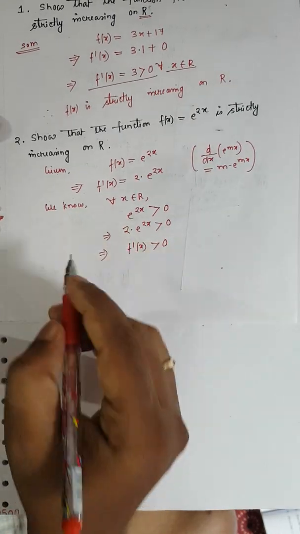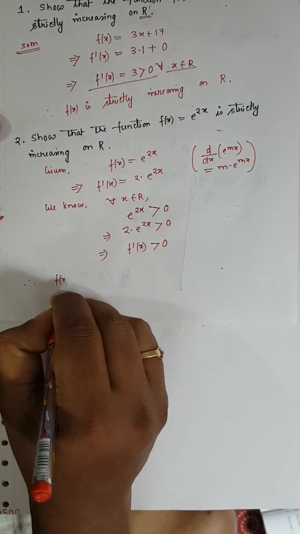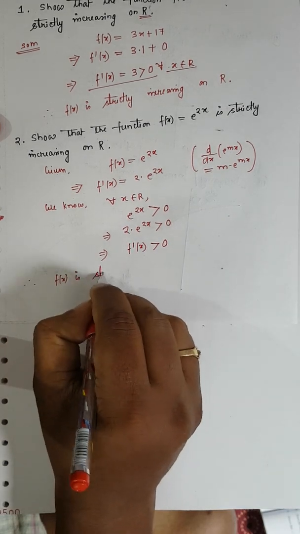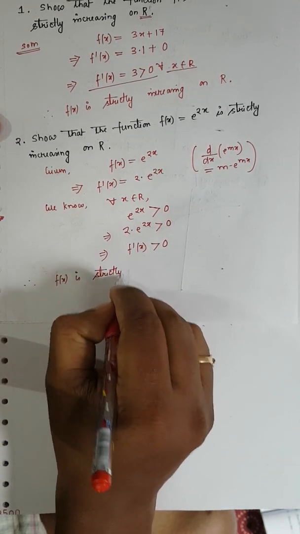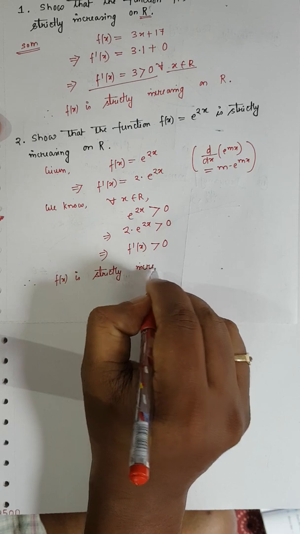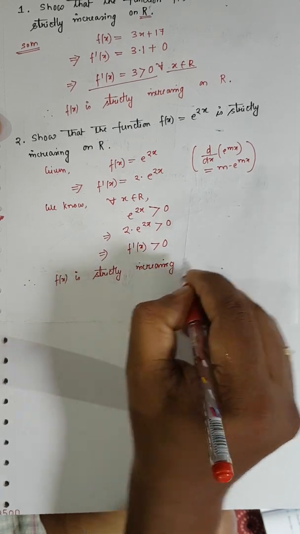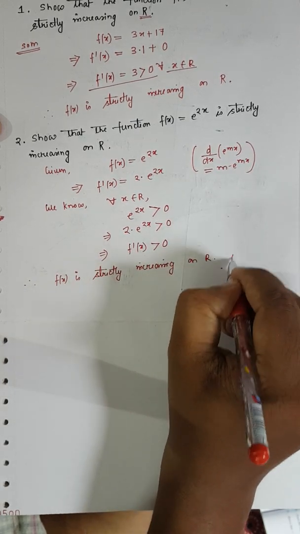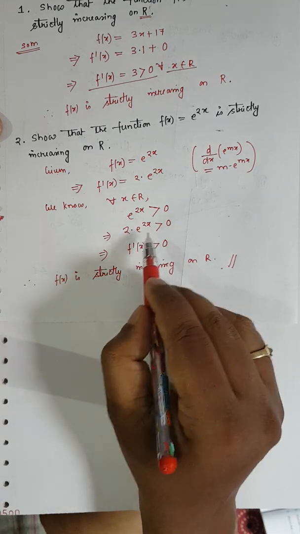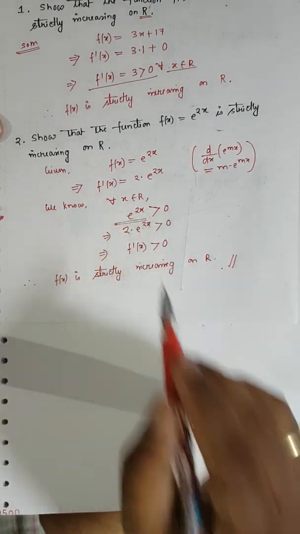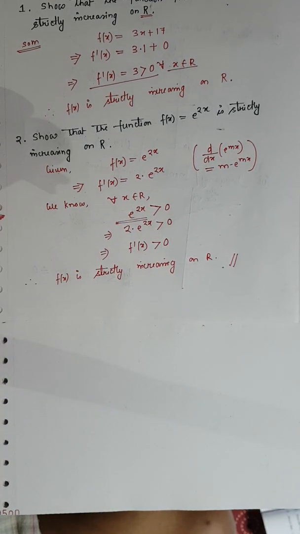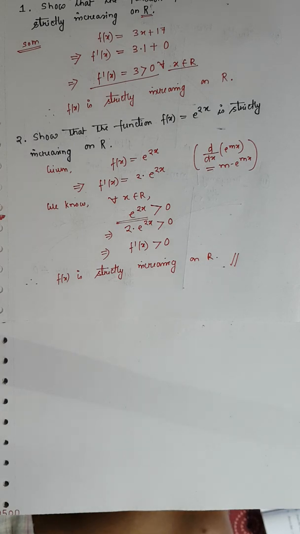Therefore, you can clearly say that f of x is strictly increasing on R, since the value of e to the power twice x is always greater than 0 for any real value of x. Therefore, the value of f dash x will be always positive. Hence, it is a strictly increasing function on R.